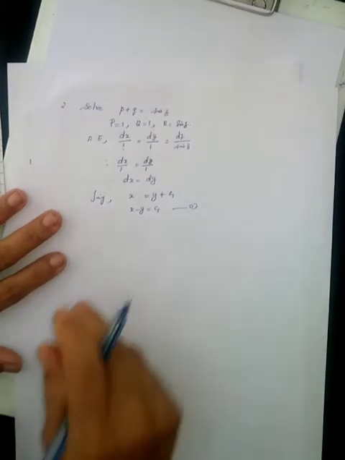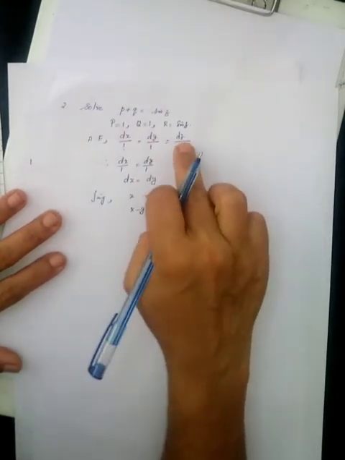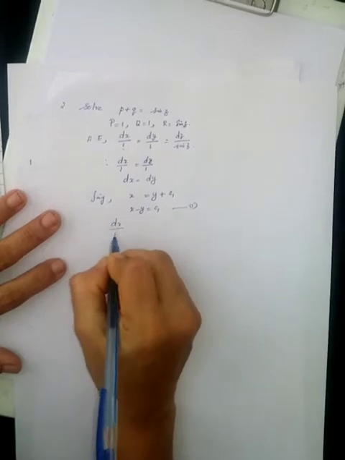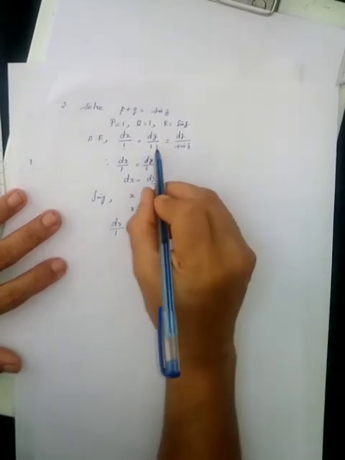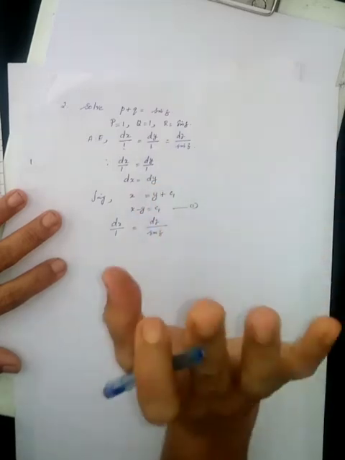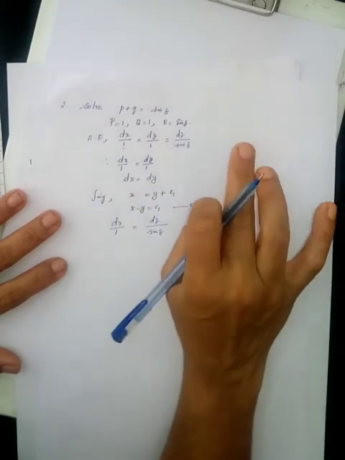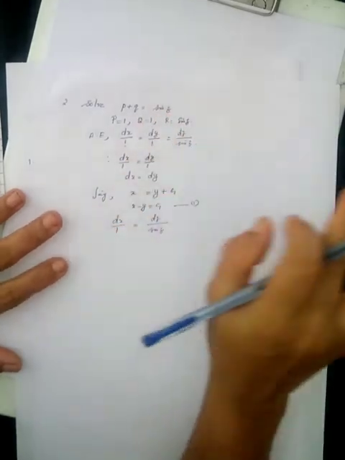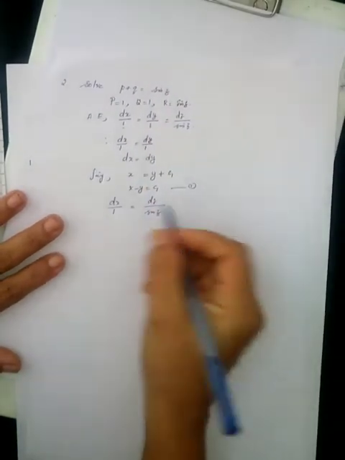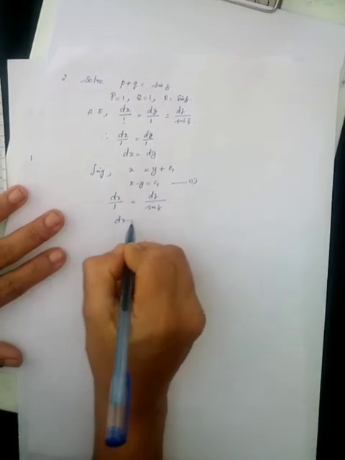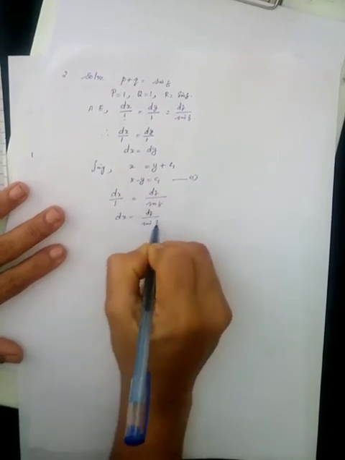In a similar way, we can compare first and last or second and last. Comparing dx by 1 equal to dz by sine z, we will get another solution. This solution is also true, also this is a solution of the Lagrange's equation. Therefore, dx equal to dz by sine z.